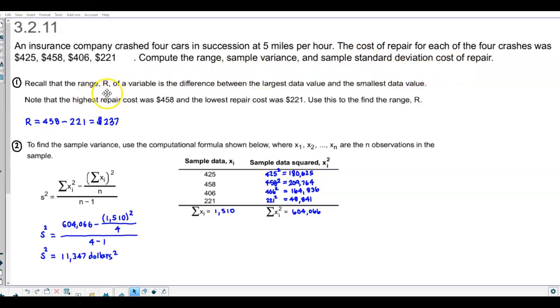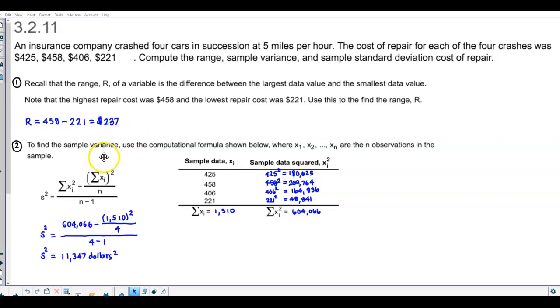Now recall that the range, R, of a variable is the difference between the largest data value and the smallest data value. Note that the highest repair cost was $458 and the lowest repair cost was $221. We're going to use this to find the range. So 458 minus 221 is equal to 237. Therefore, the range is 237.